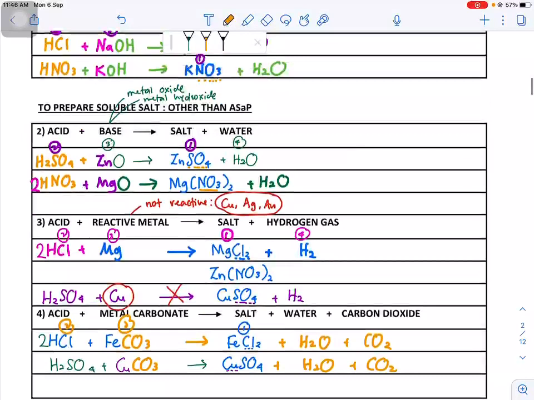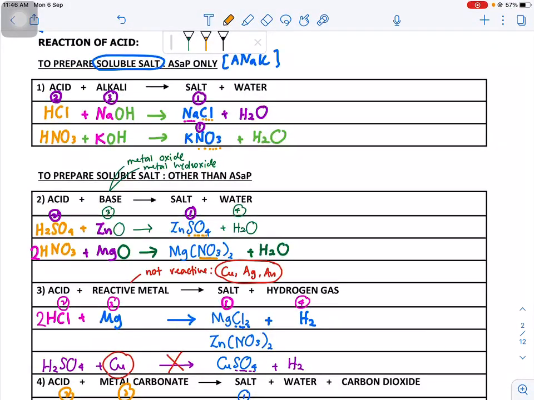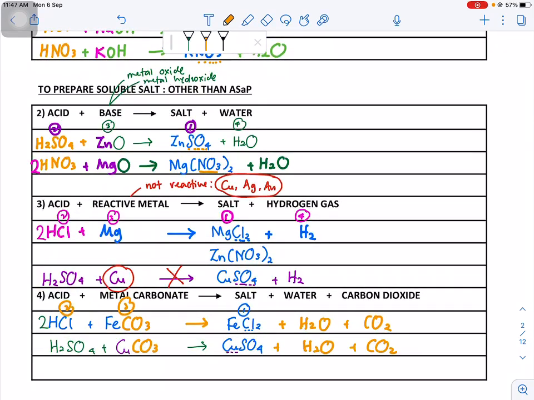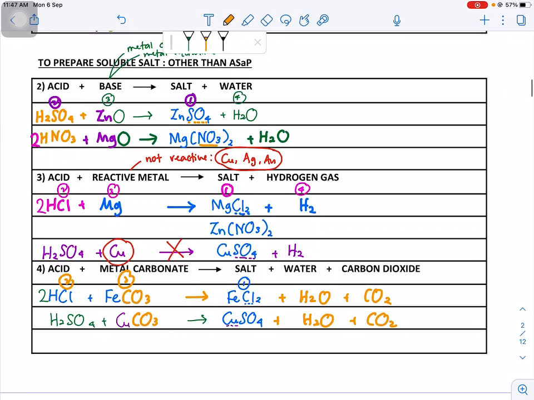Okay. So, as a conclusion, what we can say here is, to prepare soluble salt, you need to know whether it is soluble or not. Pastikan dulu betul tak dia soluble. Kalau dia soluble, dia boleh pecah kepada 2. Kalau anak, only pakai acid and alkali. Kalau other than anak, you ada 3 option. Sama ada acid and base, acid dengan metal, or acid dengan metal carbonate. But be careful with the reaction acid dengan metal sebab ada setengah metal yang tak sesuai, which is copper, silver, and gold. So, do your practice to write the chemical equation for the salt. It is really important for KSSM untuk SPM level.